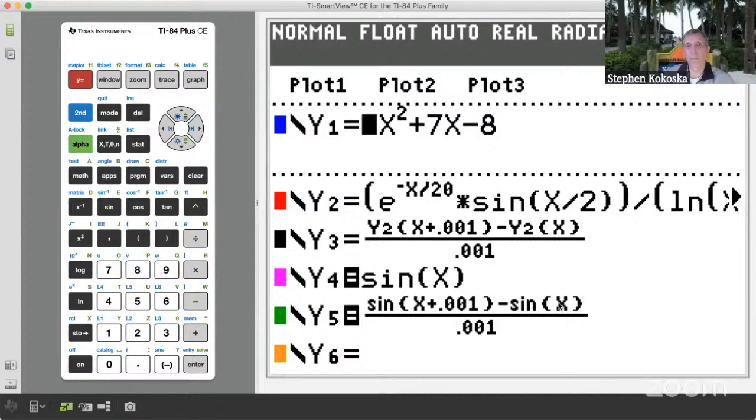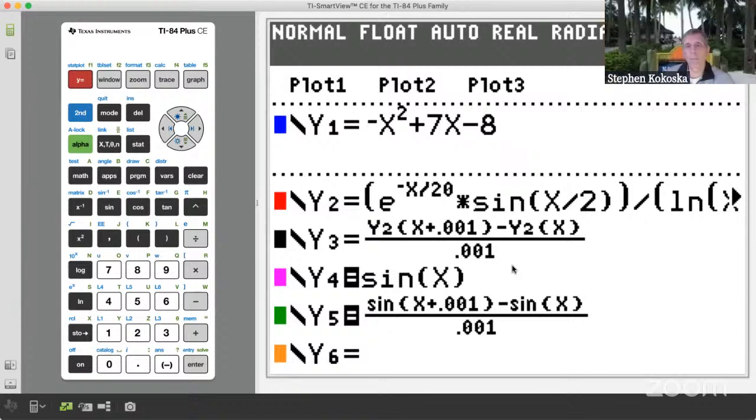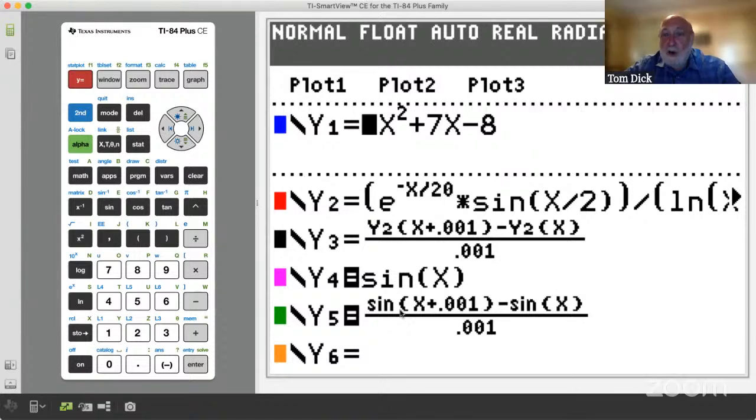x.01 minus y4 of x. That way, whenever I updated my y4, y5 would update automatically. And this difference quotient was so simple. I just want to make sure people realize this was exactly what we're doing when we do that difference quotient.